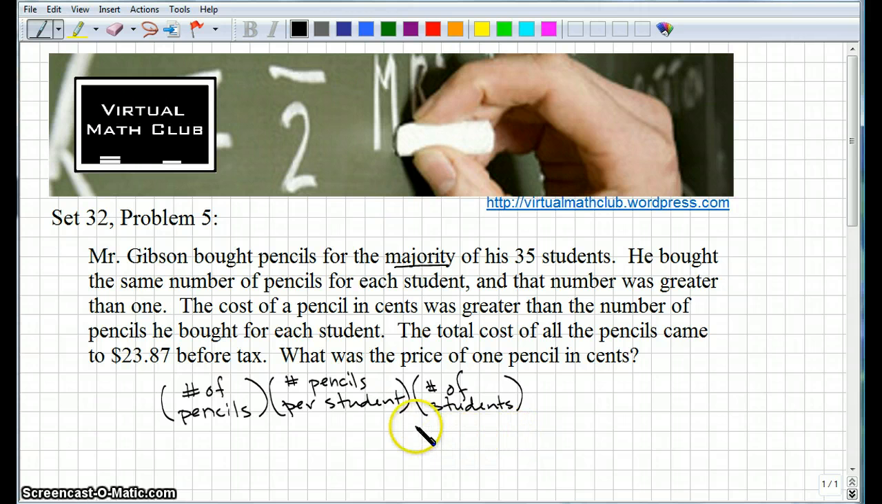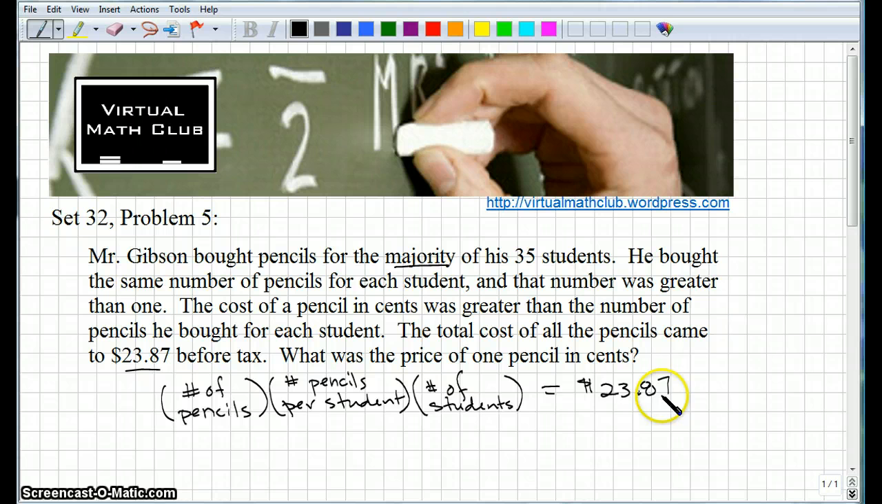So if we knew all those quantities, we could multiply them together, and we would get the total cost, which we actually do know. We know that he spent $23.87. But we don't know any of these quantities. We have some clues. We know that the number of students has to be a majority of 35, and we know that the cost of the pencils was greater than the number of pencils they bought for each student. But how does that help us?